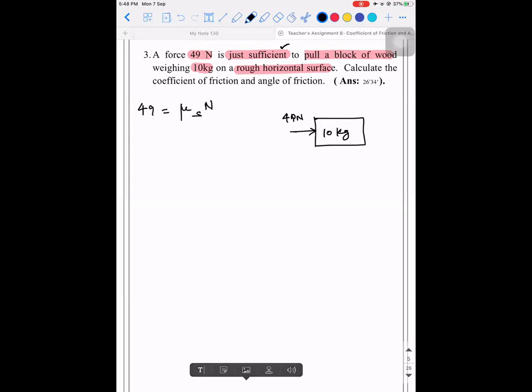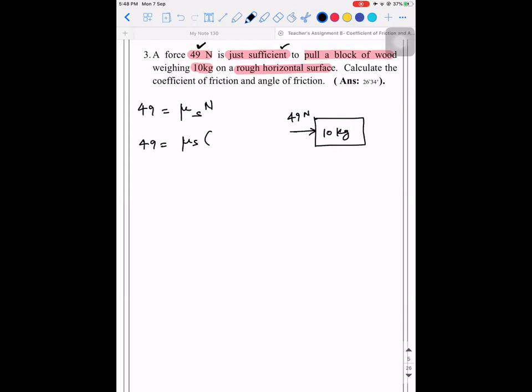Because the block of wood is being pulled, no, sir. Then how, sir? Pulling has to overcome this, no. 49 Newton is needed for the block to be put into motion. That is why 49 is equal to mu s into N. Sir, so if an object should move, it should overcome static friction. Yes, that's what is supposed to happen.